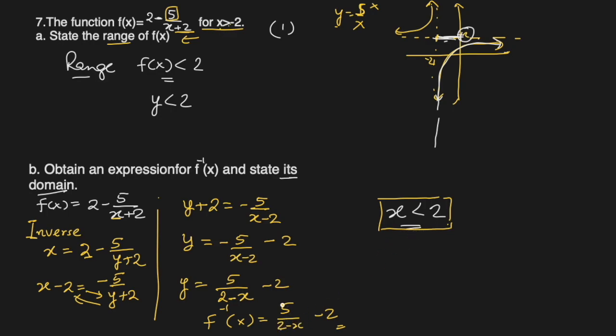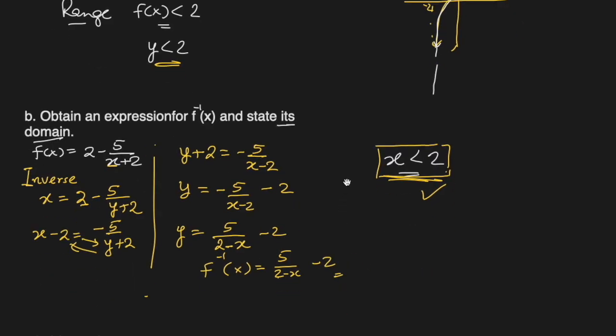2 minus 2 is 0. This will be the asymptote of this particular reciprocal function, and they had given y greater than minus 2. Of course it is going to be greater than minus 2 because we are adding something positive to it. So the range of this one is matching with the domain of this, and this range will be the domain here. So that's it. Let's go to the next.